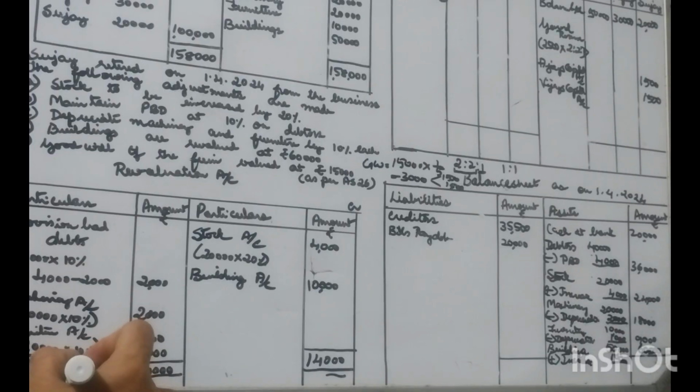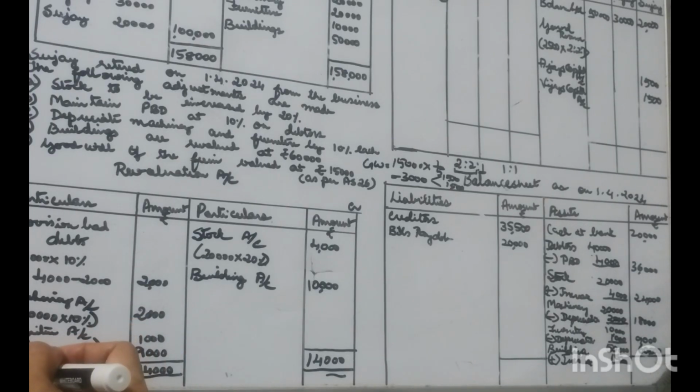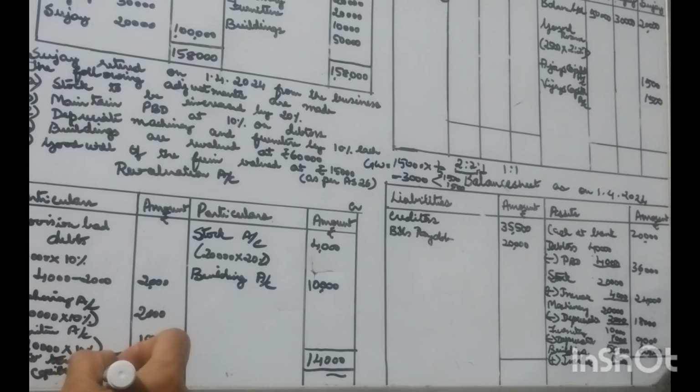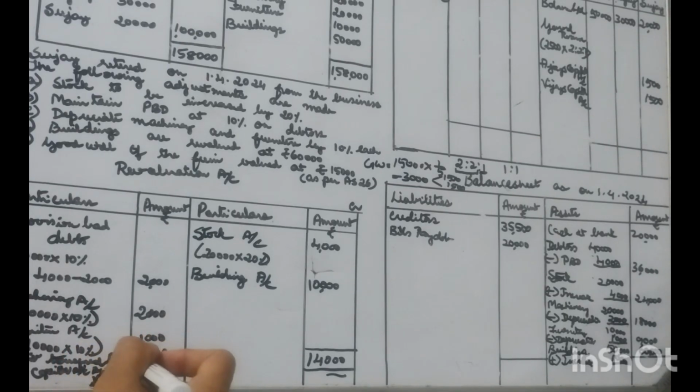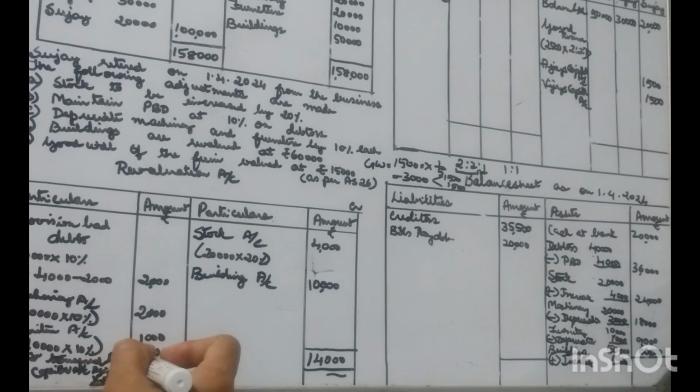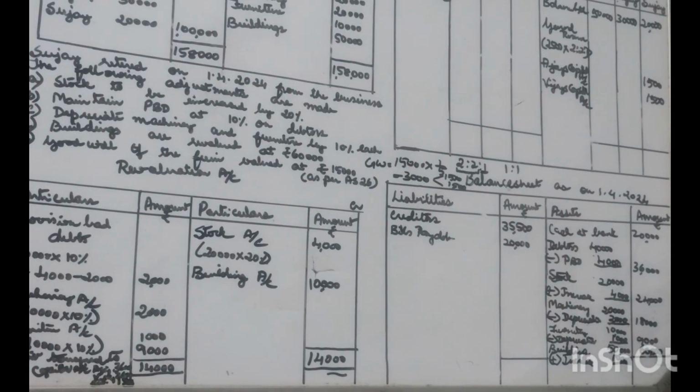So it has to be distributed among three partners: Ajay, Vijay as well as Sujay. So three partners, 3,600, 3,600, then 1,800. So 9,000 has to be distributed.